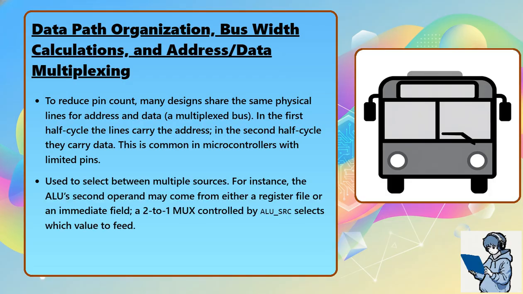Multiplexers, or muxes, are used to select between multiple sources. For instance, the ALU's second operand may come from either a register file or an immediate field. A 2-to-1 mux controlled by ALU source selects which value to feed.